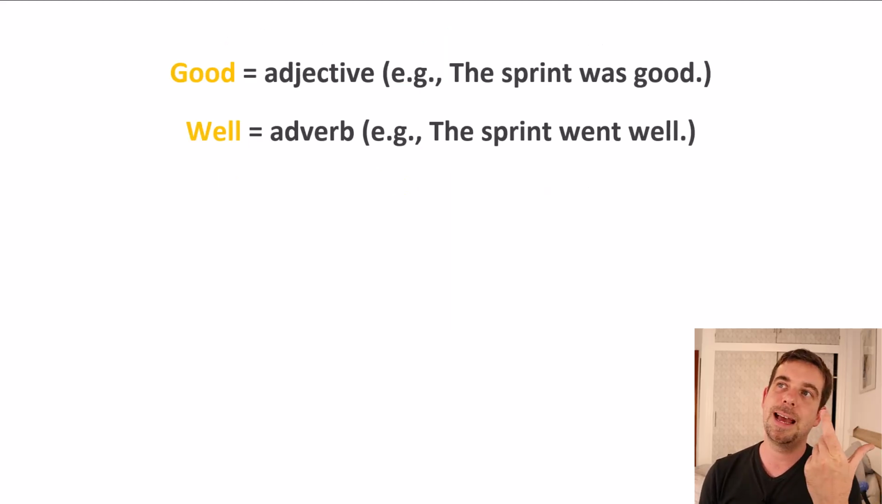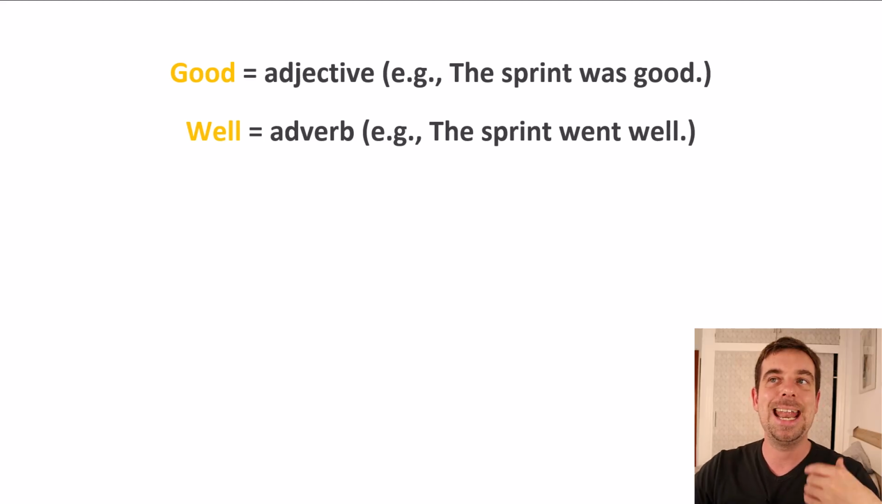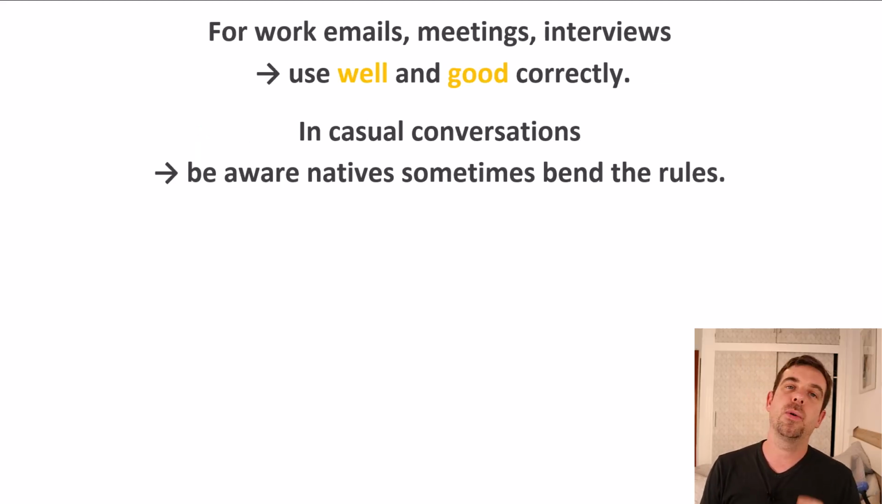Because good is an adjective. An adjective describes a thing. Like the sprint was good. The pair programming, and well is an adverb, and an adverb describes a verb, or describes an action. The sprint went well.